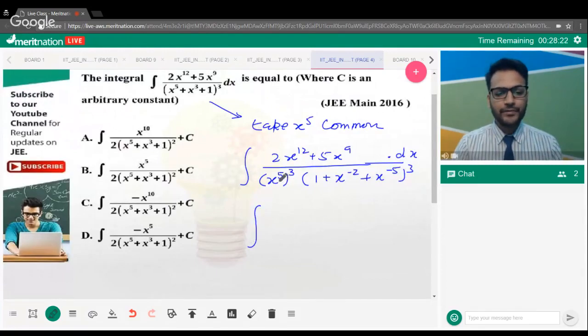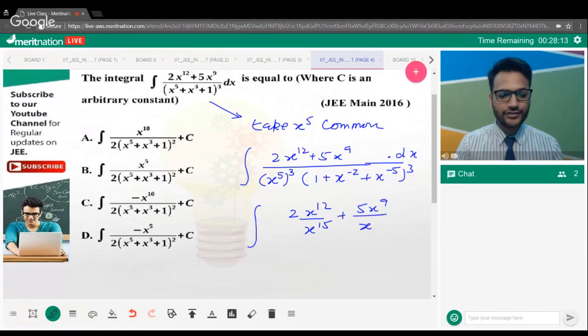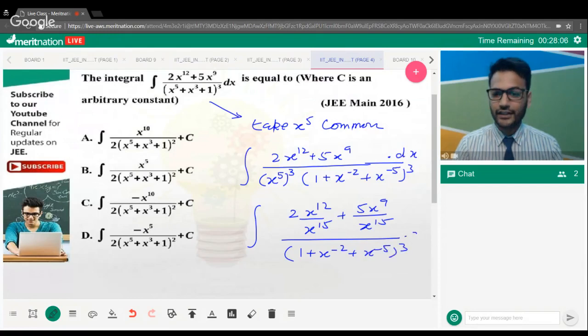Now, if you see, if I take this x to the power 15 and divide by these two terms, so what will we have? We have x to the power 15 over here, x to the power 9 upon x to the power 15 over here, divided by this entire term which we have dot dx, right?